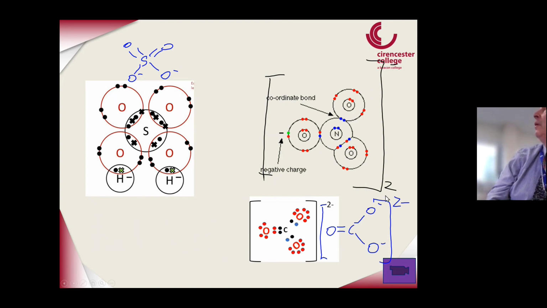Okay, so this is the carbonate ion, and again we've got an extra electron that's come from somewhere else on both of these oxygens, and therefore it is 2 minus overall. And we would draw it in square brackets because it's an ion.